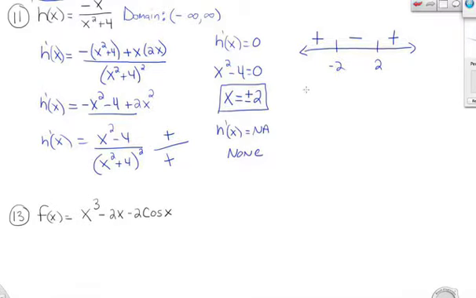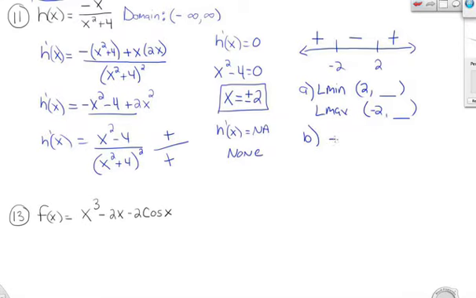So now I know for part A, I have a local minimum at 2 comma f of 2. You can find that because we're decreasing and then we're increasing. We have a local maximum at negative 2 comma f of negative 2, which you find from increasing to decreasing. So that leads us to a maximum.